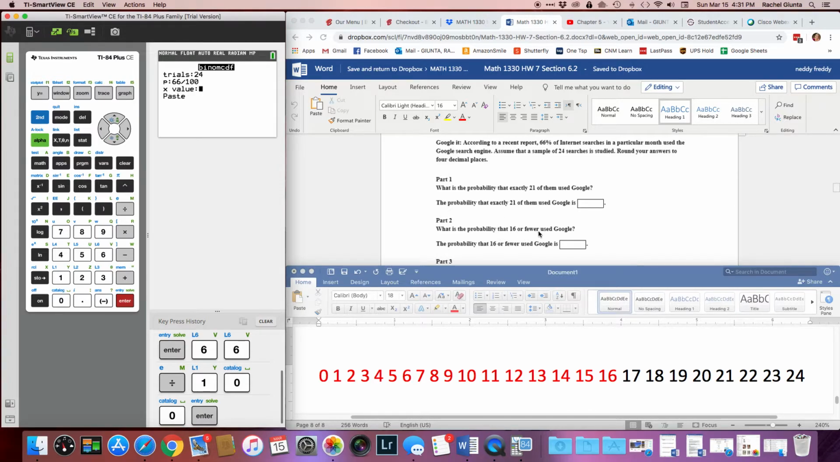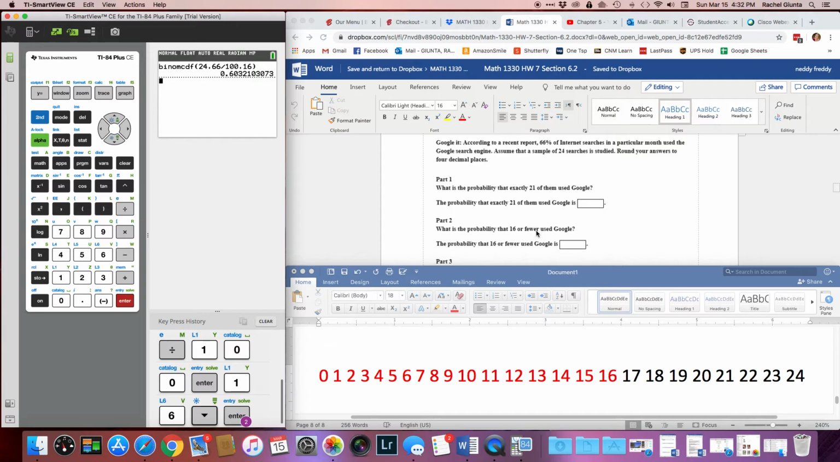In this case, with "or fewer," it's exactly that number, 16, but that is the part of this that's going to change depending on what your keyword is. So if your keyword is "or fewer" or "or less," then you just enter the number that they give you, paste, and calculate, and we get 0.6032.